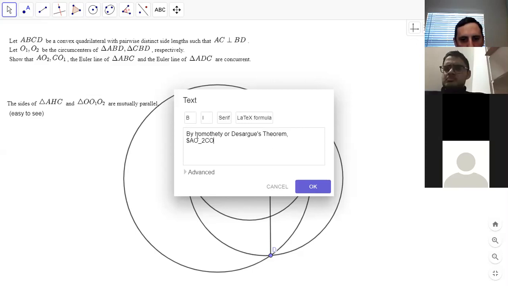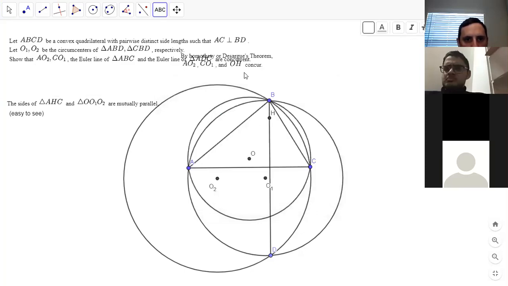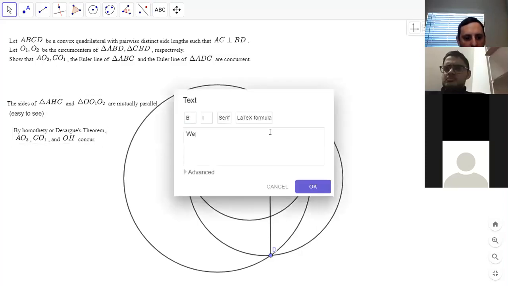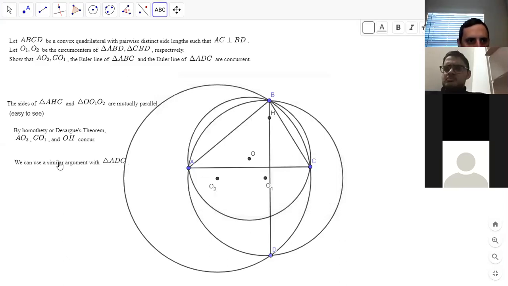AO2, CO1, and OH concur. And we can use a similar argument with triangle ABC, and so that basically solves it. I'll just say which solves the problem.